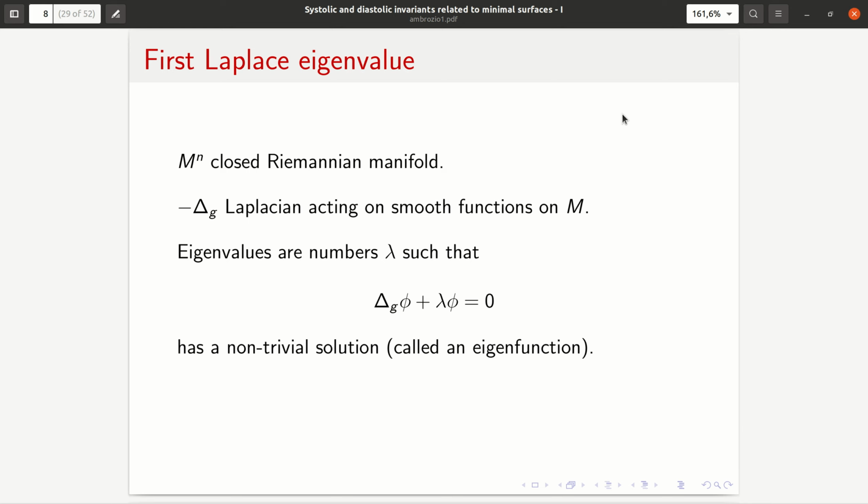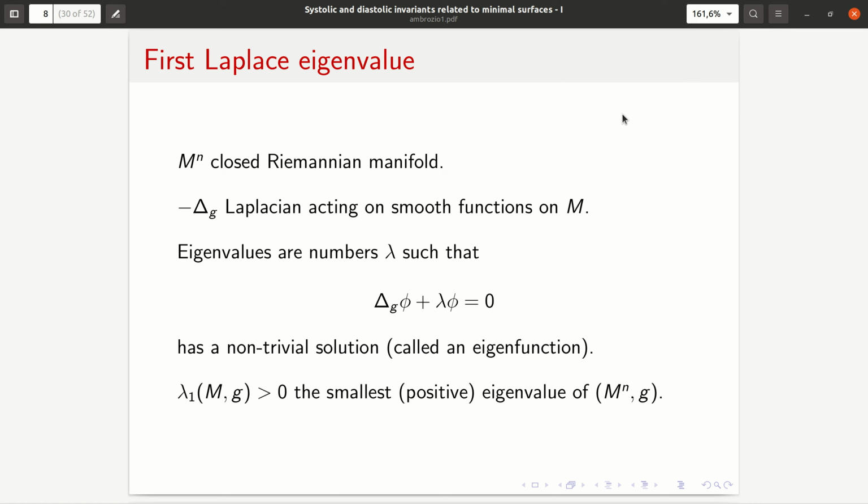So this is true for all manifolds and all metrics. So what is interesting to look at is the next eigenvalue. This is called lambda 1. This is the smallest positive eigenvalue of (M^n, g).